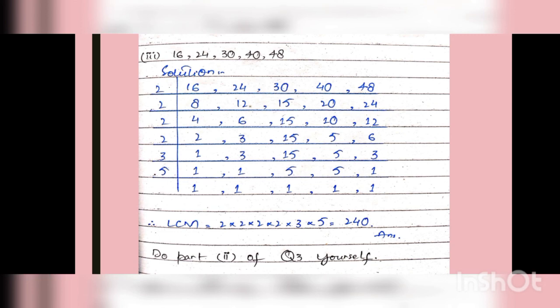1 as it is, 3 1s are 3, 3 5s are 15, 5 as it is, 3 1s are 3. We are going to pick up 5 now. 1 as it is, 1 as it is, 5 1s are 5, 5 1s are 5, 1 as it is. Therefore the LCM equals 2 into 2 into 2 into 2 into 3 into 5. Basically our LCM is the product of all these factors you see on the left side. After multiplying, we got 240. So 240 is the LCM of these 5 numbers which you were given.